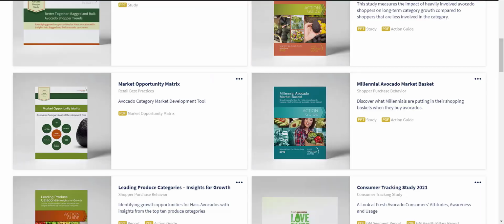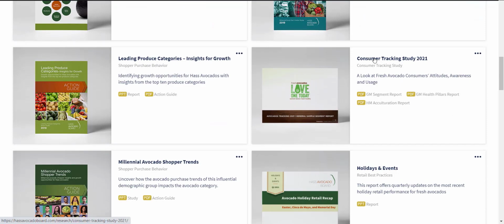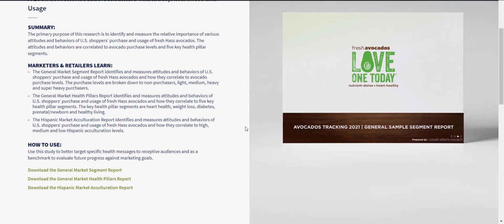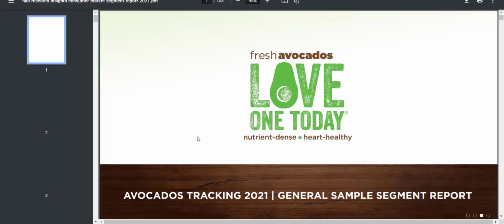Okay, so now to wrap up, I would like to show you HAB's consumer tracking study of 2021. Each year, HAB identifies, tracks, and measures the importance of various consumer attitudes, behaviors, and usage of fresh Hass avocados. The attitudes and behaviors are correlated to avocado purchase levels and 5 key health pillar segments. We offer 3 reports: the General Market Segment Report, the General Market Health Pillars Report, and the Hispanic Market Acculturation Report. Let's explore the General Market Segment Report.